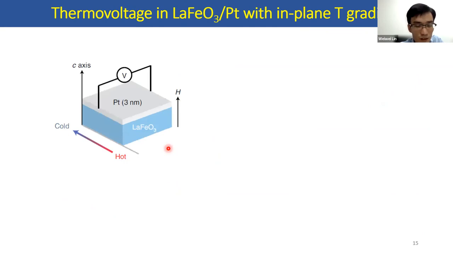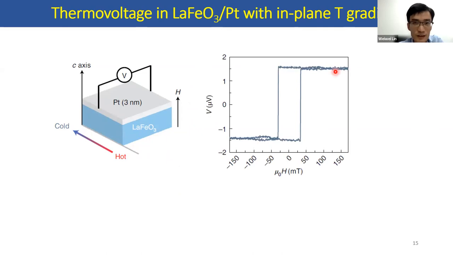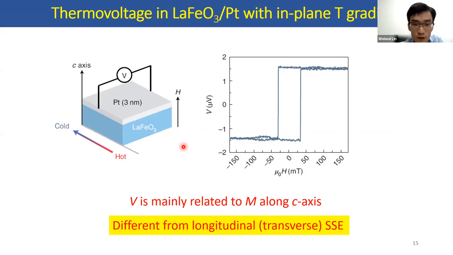So now I show the same sample, the C-oriented lanthanum ferrite. We apply an in-plane temperature gradient, but with the out-of-plane applied field. Okay, so here is the result. We can see a square loop with a sharp switching at a small magnetic field. The amplitude of the thermal voltage is more than 1 microvolt. It's not so small. So the measured thermal voltage is mainly related to the net magnetization along the C axis, the perpendicular magnetization. Again, this is different from the longitudinal spin Seebeck effect, and also different from the transverse spin Seebeck effect. So this is in-plane temperature gradient with perpendicular magnetic field.